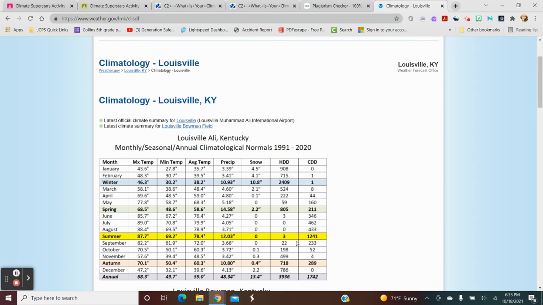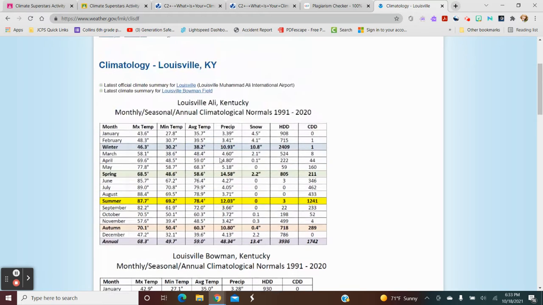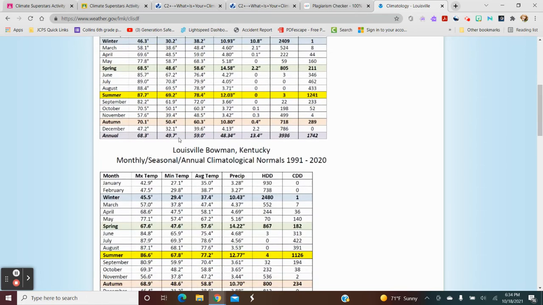June and July. I have a yellow thing here, which is summer. I have autumn, I have annual, I have spring, I have winter. So, and I think summer just happens to be yellow because it's happy. So, anyway, comes from there, and then I can see this is at Bowman Field. So, this is at Muhammad Ali International Airport, and this is at Bowman Field.